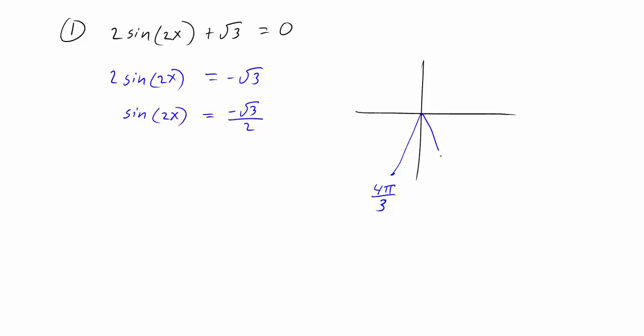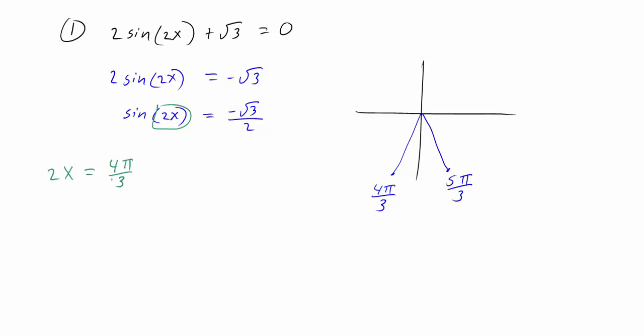And then over here in the fourth quadrant at 5 pi over 3, your y coordinate is a negative square root of 3 over 2. So here we would set this up instead of the previous examples, we would say x equals, but now it's going to be 2x because we're looking at this quantity here. So it's 2x is equal to 4 pi over 3.